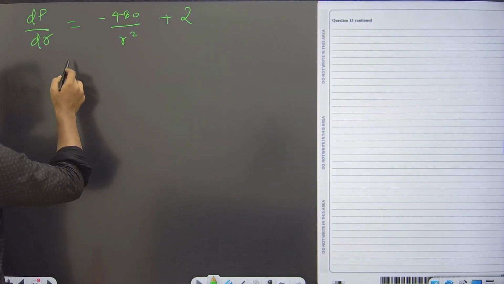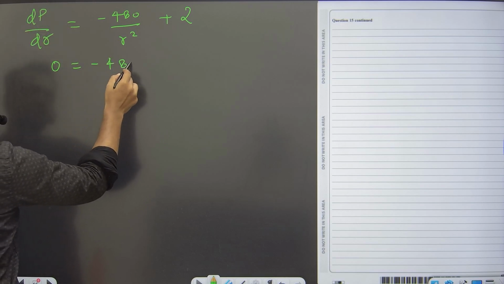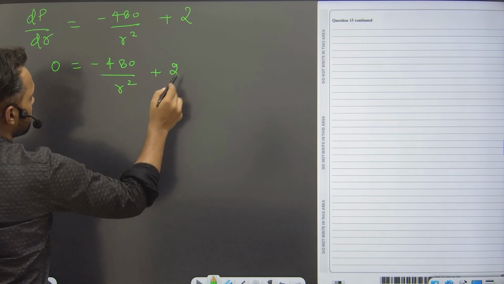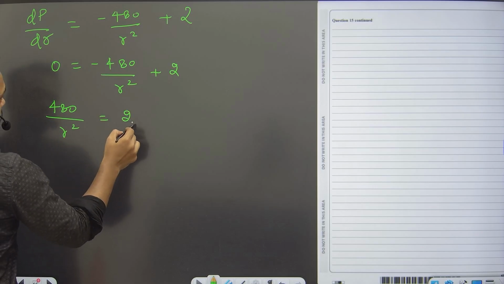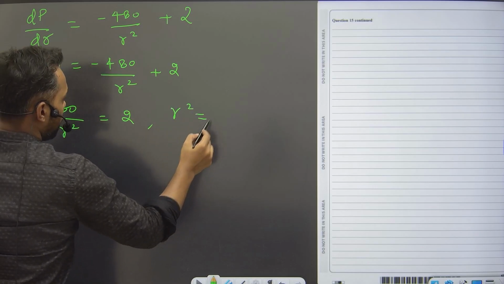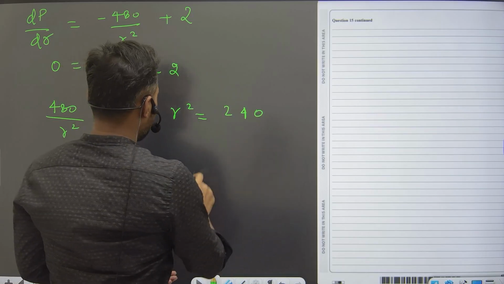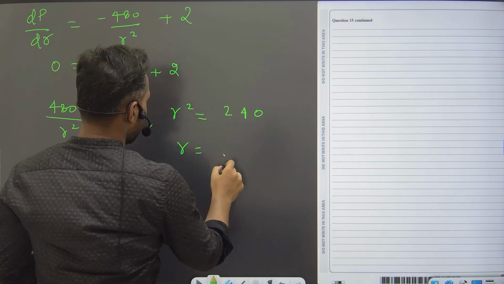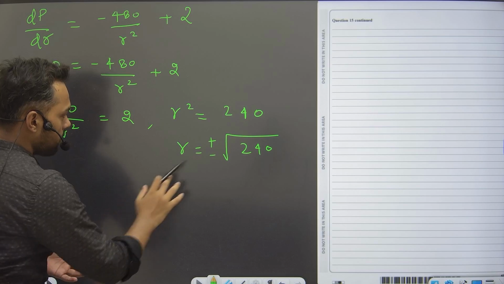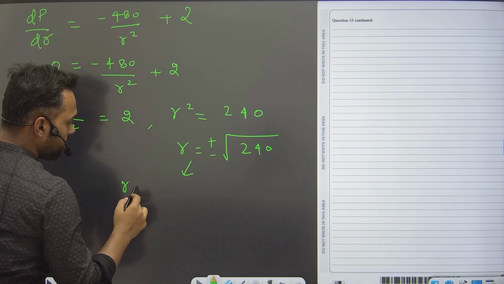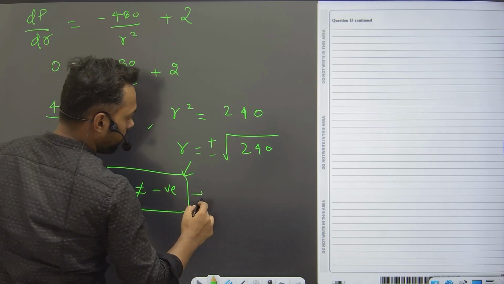Now keeping this as 0, you will get 0 equals to negative of 480 by r square plus 2. From here you will get 480 upon r square equals 2. So r square you will get 240, and from here r equals to plus minus under root of 240. Now the negative value of r will not be considered. Why? Because radius can't be negative.